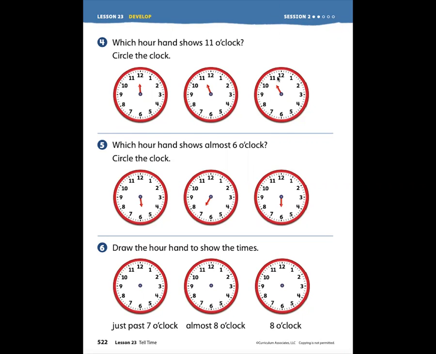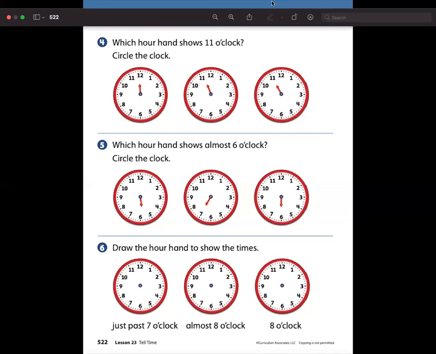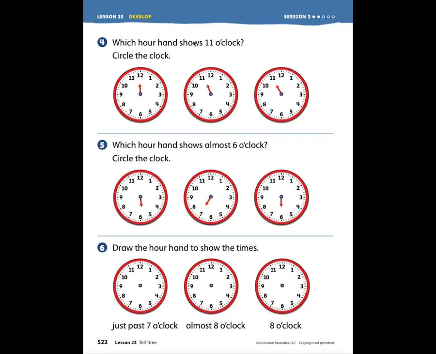Lesson 23, Session 2, page 522. Number 4 says, which hour hand shows 11 o'clock? Remember that when we hear o'clock, that means that it has just pointed at the exact hour with 0 minutes. So it is 11 o'clock.